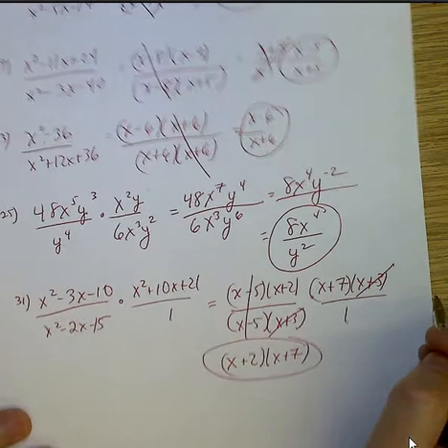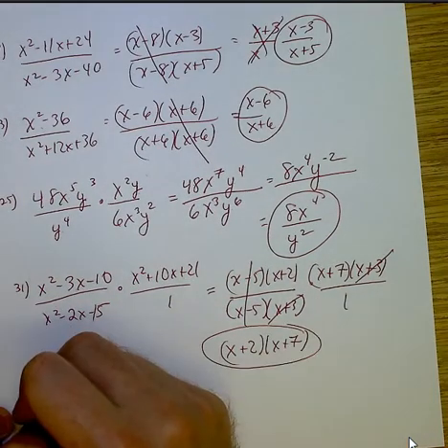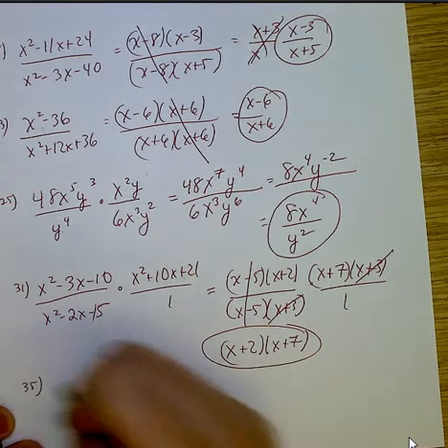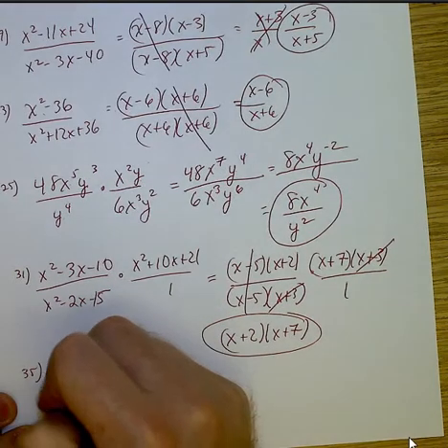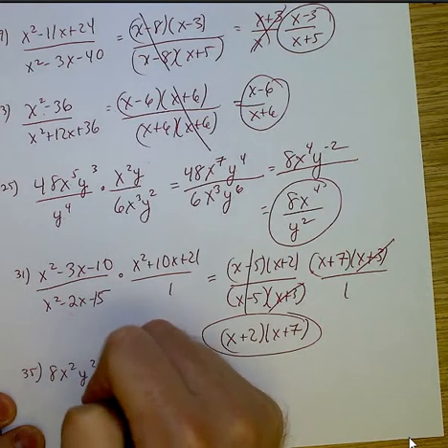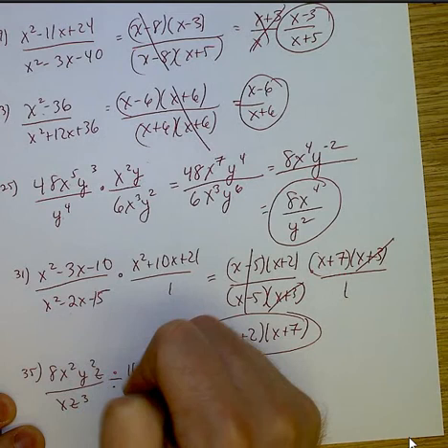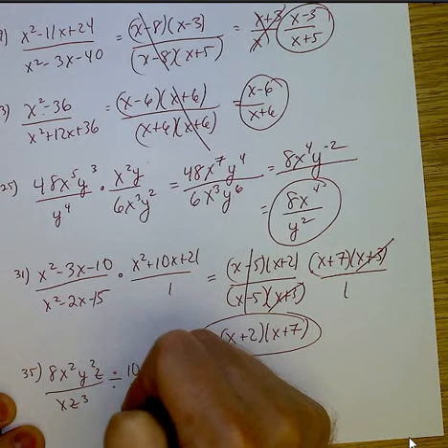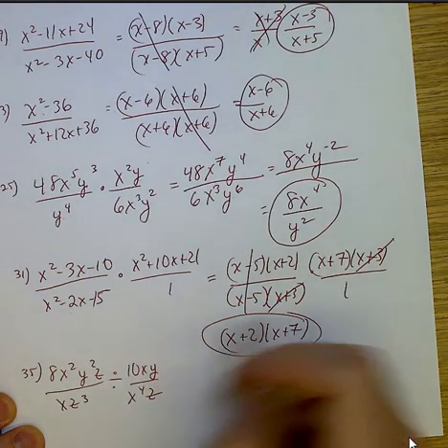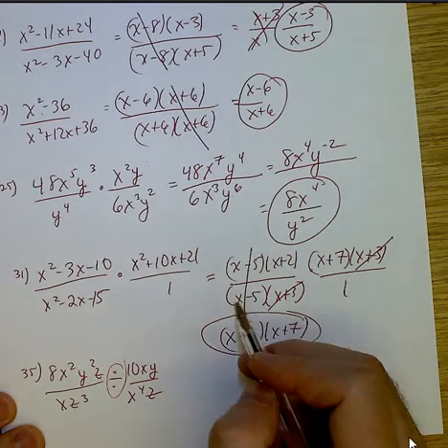There's only one other type of problem, and I'll just show you that briefly. I'm not going to solve the whole problem. I'll just set it up for you. In 35, you're given 8x squared y squared z over xz cubed divided by 10xy over x to the 4th z. When you see it divided by like this, that's like multiplying by the reciprocal.